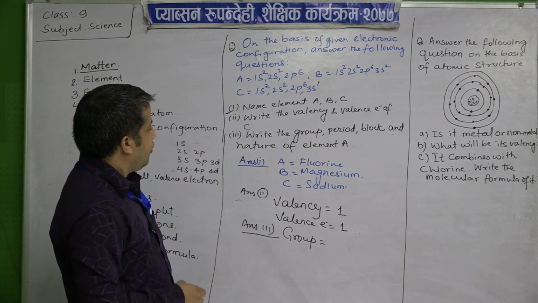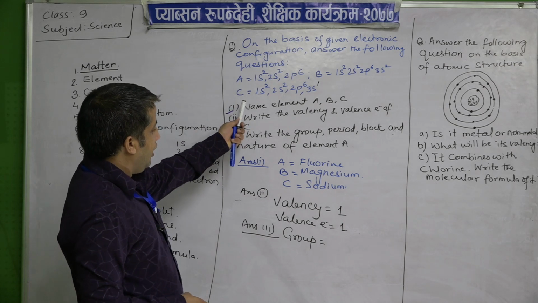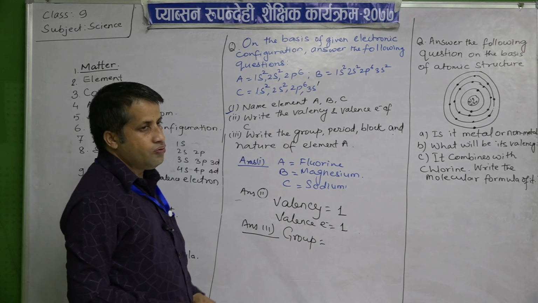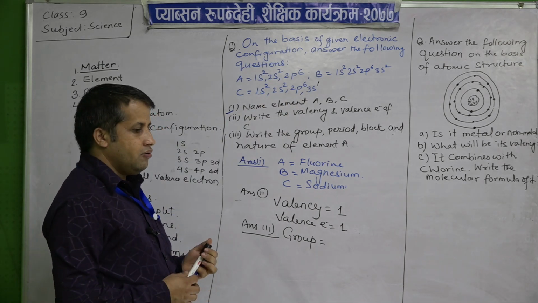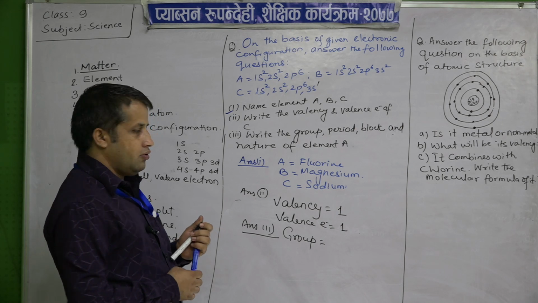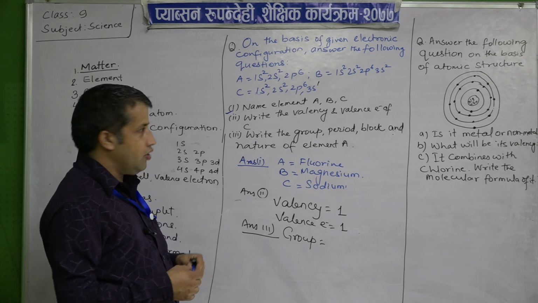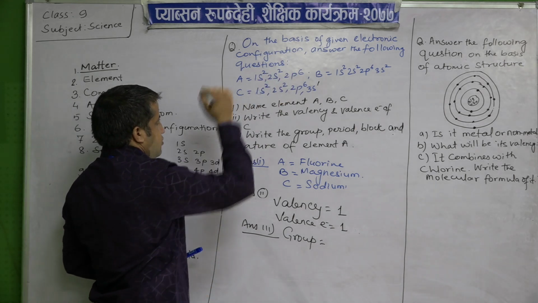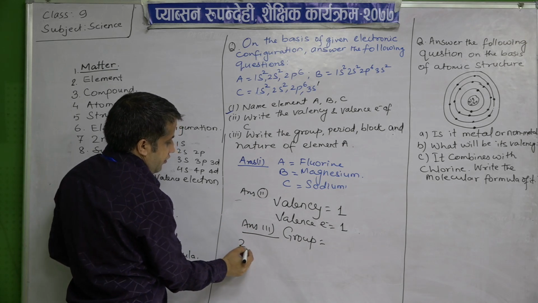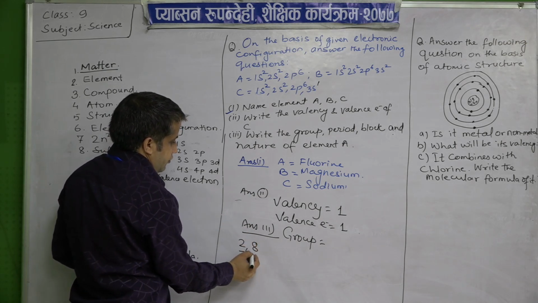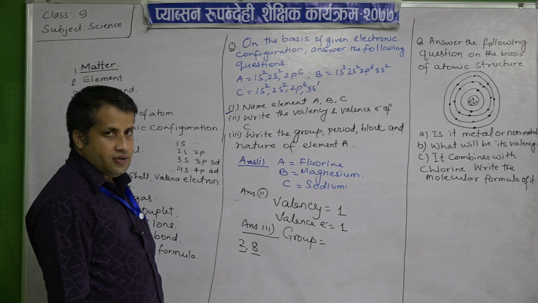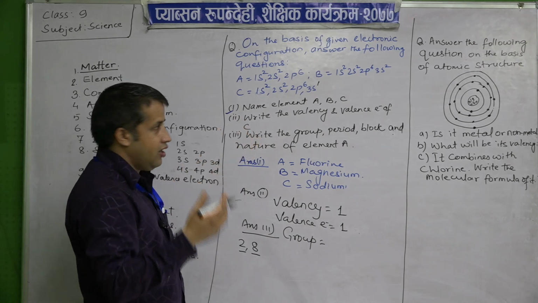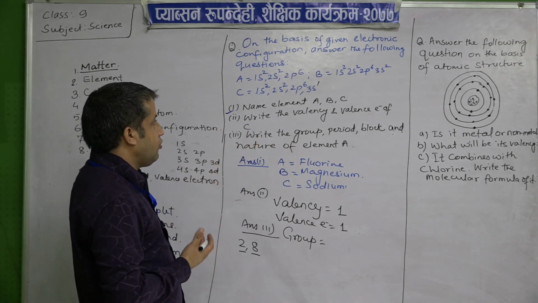If you see element A, 1s2, 2s2, 2p6. Now, for group, if you do the electronic configuration on the basis of shell, what do you write? 2, 2, 6 means 10. You write the electronic configuration as 2, 8. Yes or no? Yes. So it will be easier by doing it like this with the help of numbers and superscripts, you can know.